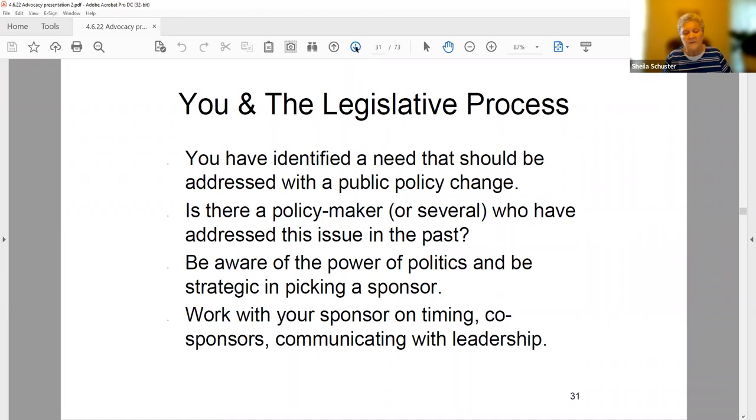We have a supermajority, that's 3/4 of the members of both the House and the Senate are Republicans. So you're probably better off picking a Republican as a sponsor rather than a Democrat, even if your local representative or senator is a Democrat. What they can do is to sign on to your bill as a primary co-sponsor, because you want it to be bipartisan. And then you want to work with your sponsor on timing, co-sponsors, communicating with leadership, and so forth.